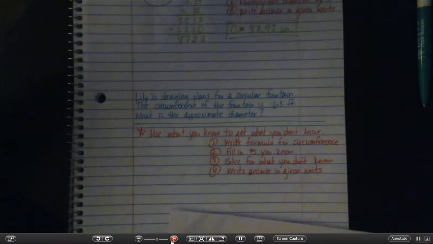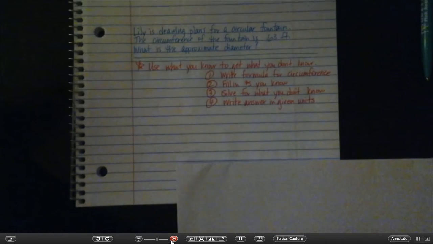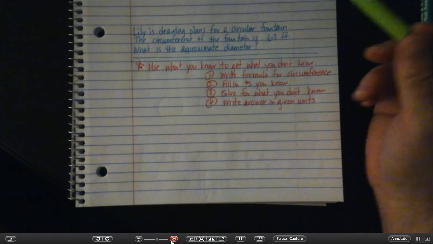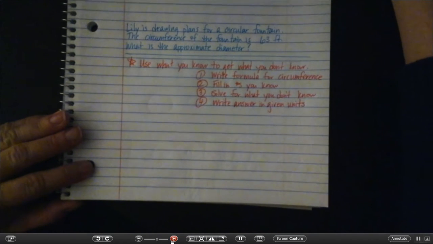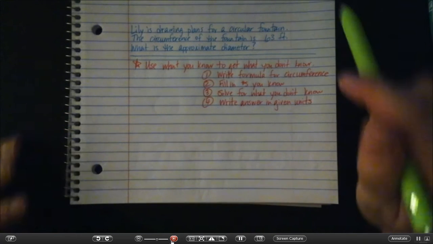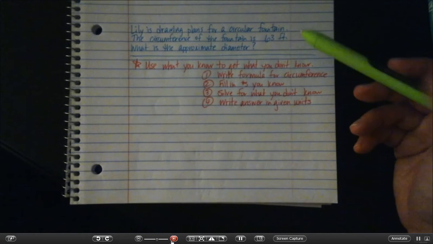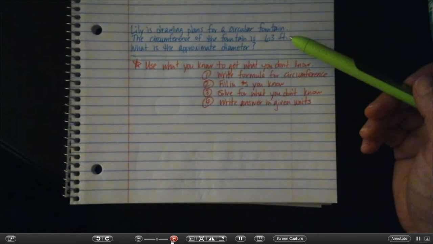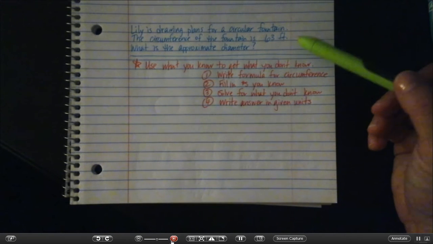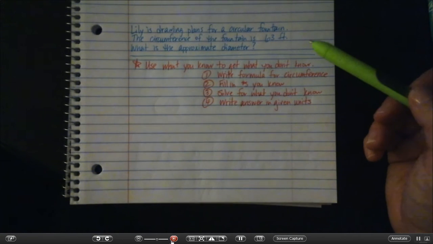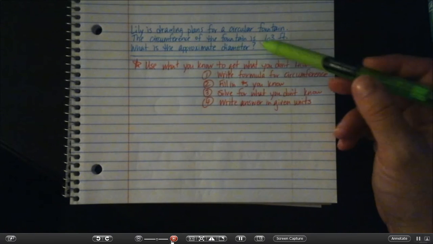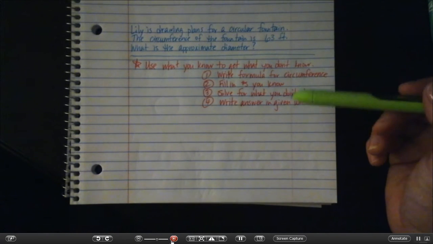Okay, here is another circumstance where you would use this information to solve a real-world problem. So this girl, Lily, is drawing plans for a circular fountain. Okay, so it's a fountain that is a circle. The circumference of the fountain is going to be 63 feet. This is one huge fountain. 63 feet, not 63 inches. That would be as tall as me. 63 feet. That's huge.